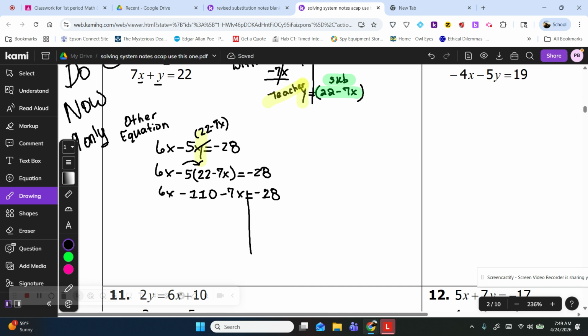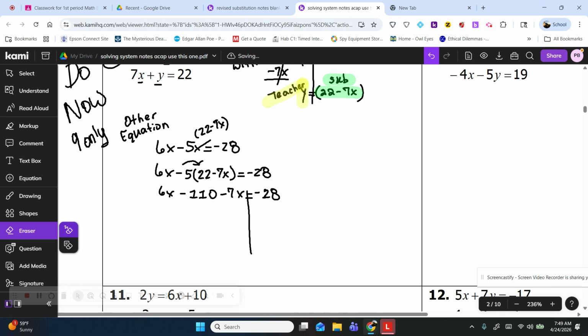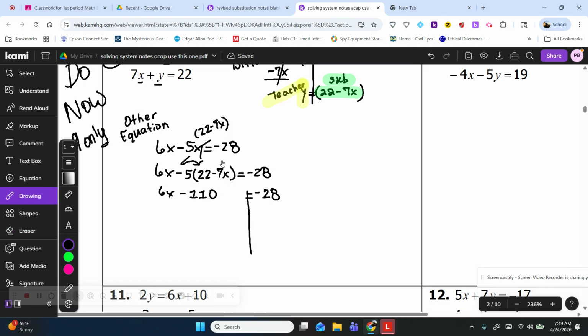Something happened. Let me go back. I did not do -5 times 7. Let me undo. I just noticed it. I didn't fully use the distributive property. Let's fix that real quick. That's a negative times a negative, so it's a positive. Now go back and combine like terms. That's my fault.